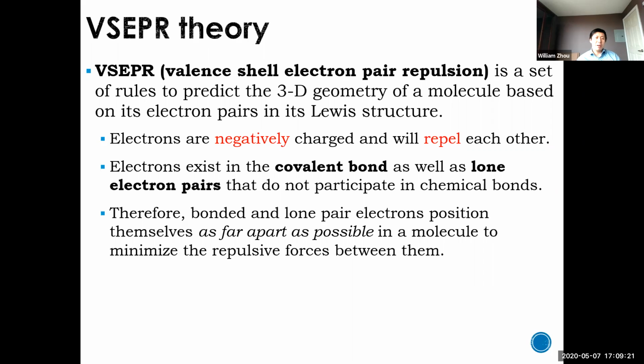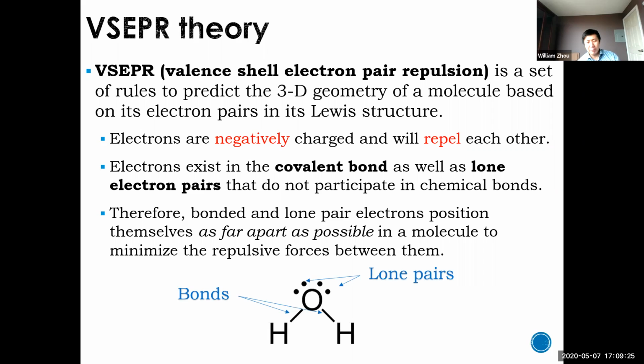So what do I mean by lone pairs and bonds? By lone pairs, I mean the dots around an atom. They're not part of a bond. Those two lone pairs for oxygen are not bonded to anything, but they're still there as electrons. Bonds refers to a covalent bond between two atoms, like the bond that connects the hydrogen to the oxygen. So let's just get the definitions clear.